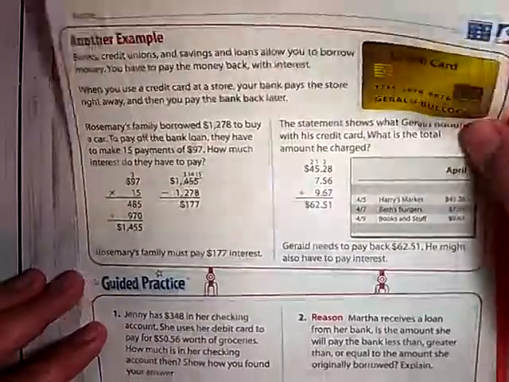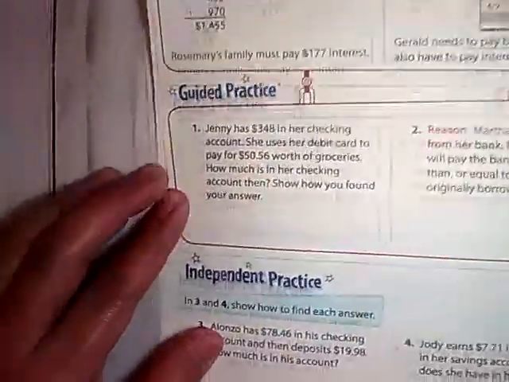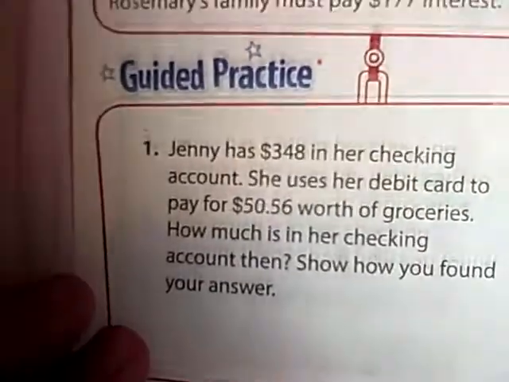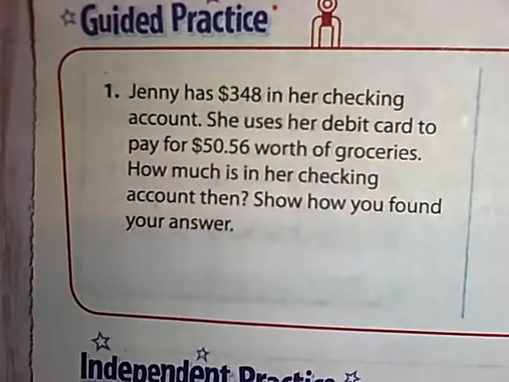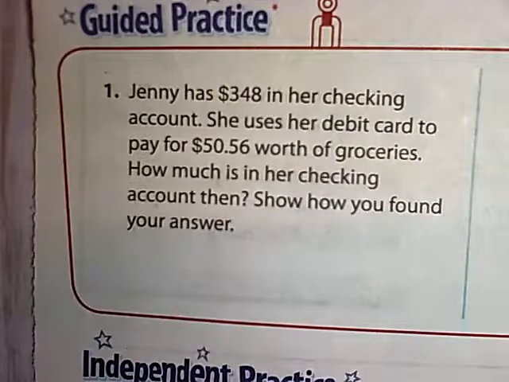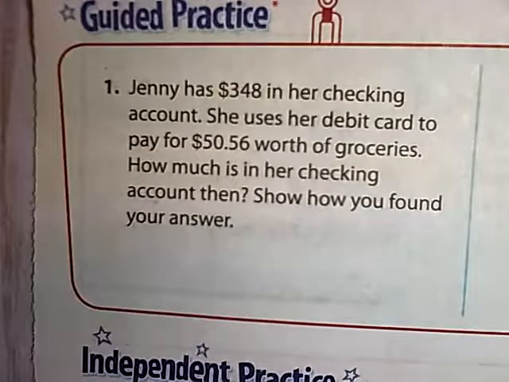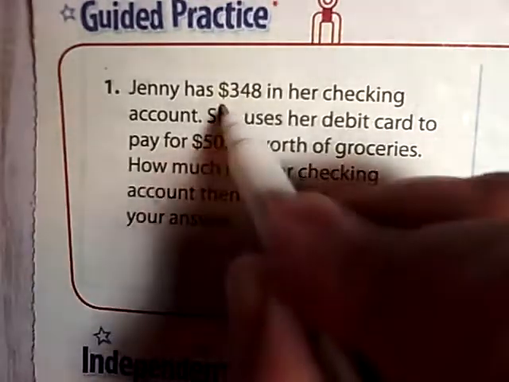I'm going to look at number one where there's a problem about Jenny. So I'm going to zoom in so you can kind of see it really, really well. Okay. And let's go ahead and get started. It says Jenny has $348 in her checking account. So that is the beginning balance. We're going to use that terminology.